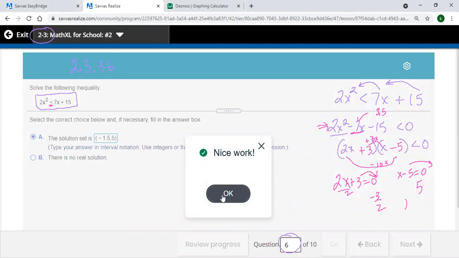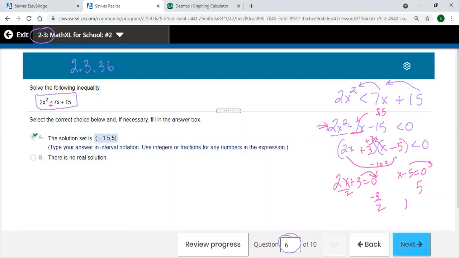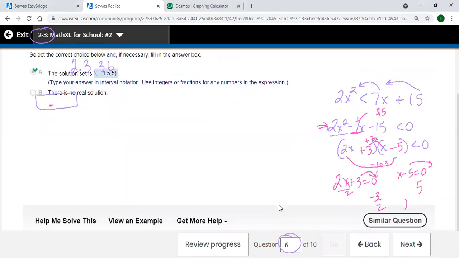But there's two different methods you could use there. And hopefully that helps you out. Don't give up. If you have to, try it again. Look at the examples down here at the bottom, you've got get more help and view an example.